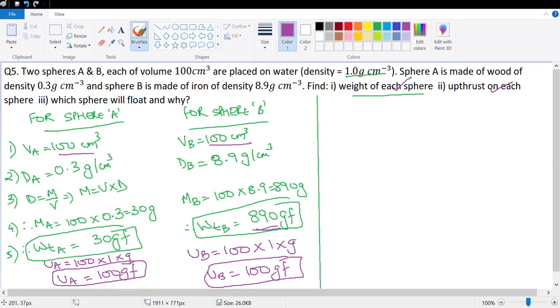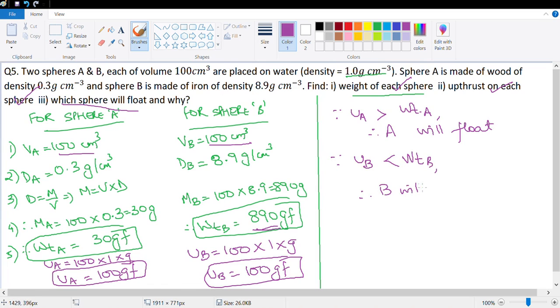Which sphere will float and why? Again, the same concept. Since upthrust on A is more than the weight of A, therefore A will float, and since upthrust of B is less than weight of B, therefore B will sink.